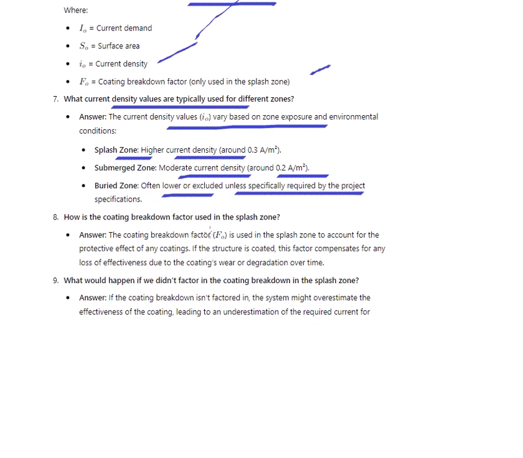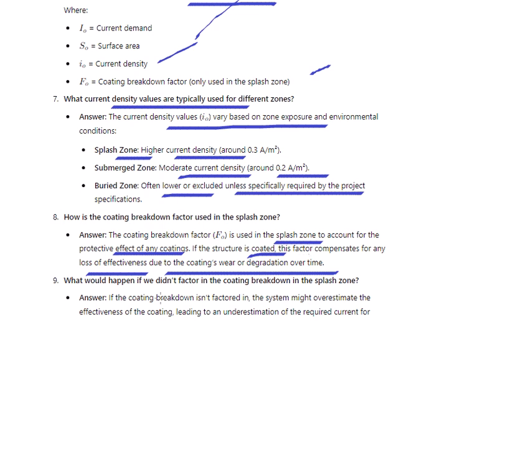What is the coating breakdown factor in this process? The coating breakdown factor is used in the splash zone to account for the protective effect of any coatings. If we have applied some coatings, what's going to be the protective effect of that coating? That needs to be accounted for. That's how this coating breakdown factor comes into play. If the structure is coated, this factor compensates for any loss of effectiveness due to the coating's wear or degradation over time.